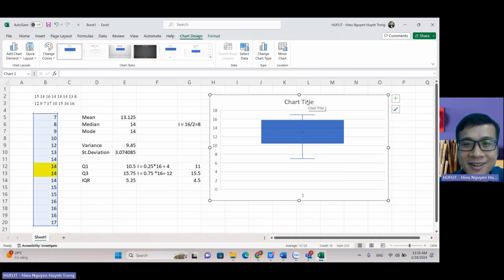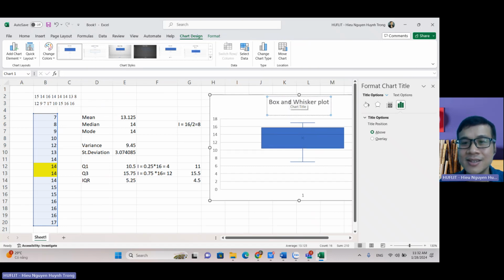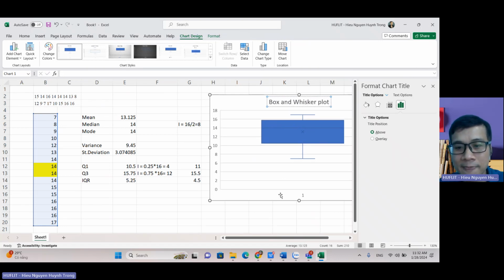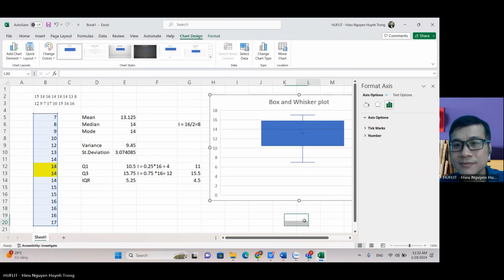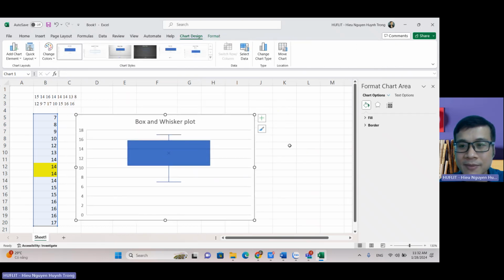So I can put the chart title like box and whisker plots. And I will delete unnecessary notes. So now everybody can see. I can also add the label, the axis title.